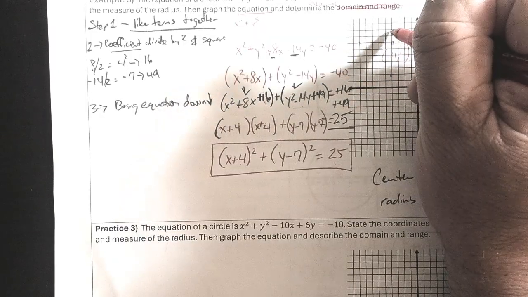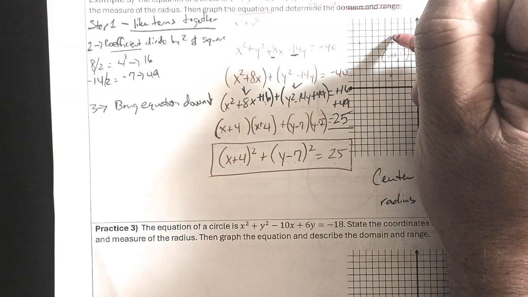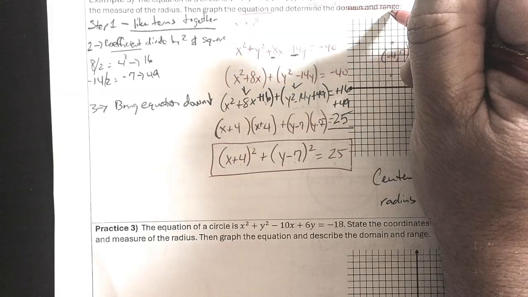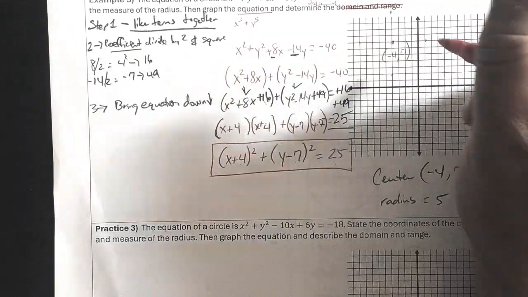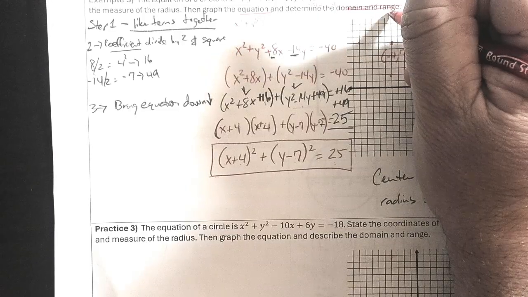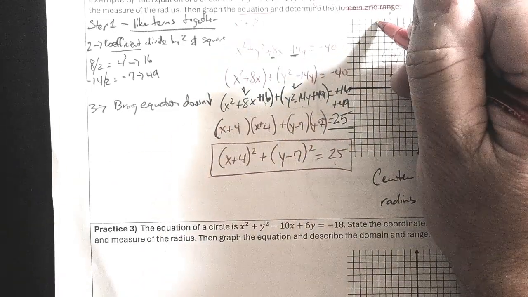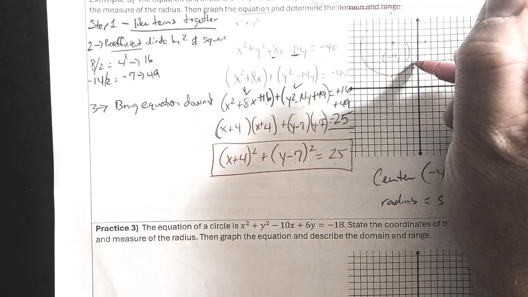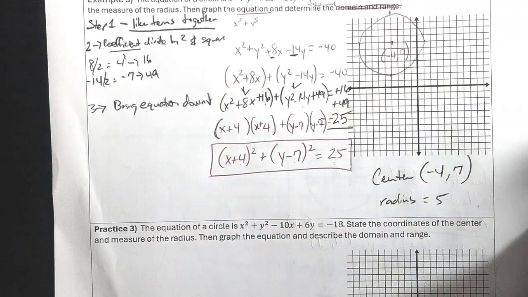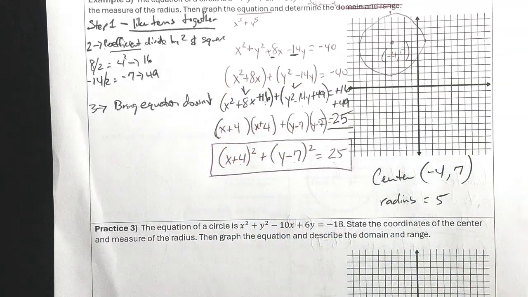And then 1, 2, 3, wait a minute. 1, 2, 3. So we would actually be somewhere up here. So like I said, it's not going to be perfect. But 5 in any direction, because remember, all radii are congruent. Yeah, so it's going to look something like that.